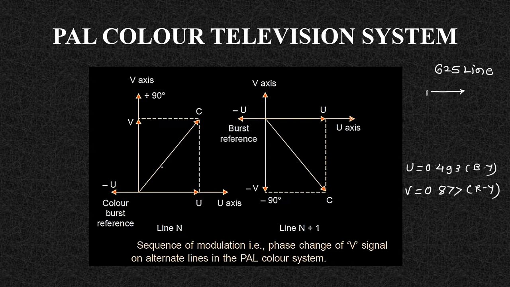Okay? If your first line is going like this, let us say it is U plus jV, the next line will be transmitted as U minus jV. So you have altered the phase line by line. Every line, if this is U plus jV, you are transmitting the next with U minus jV. So there is a phase reversal, and that's why this system is called phase alteration by line. For every line you will have an alternate phase.